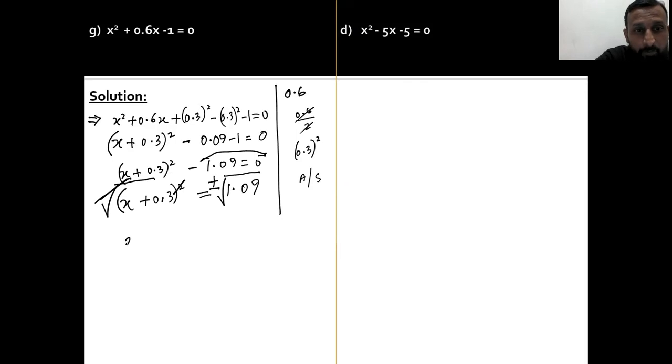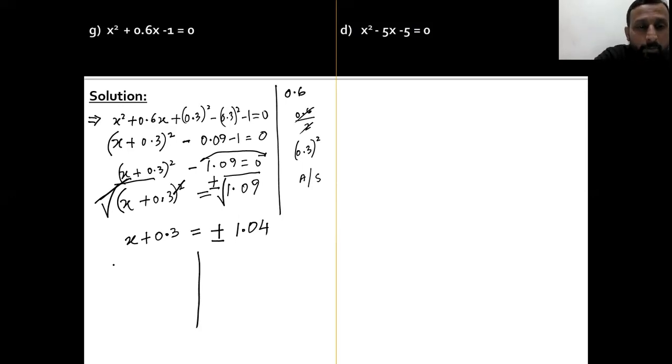So we are left out with x plus 0.3 is equals to plus minus the square root of 1.09. You are allowed to use calculator. Square root of 1.09 and it is found to be 1.04. Now make two columns.